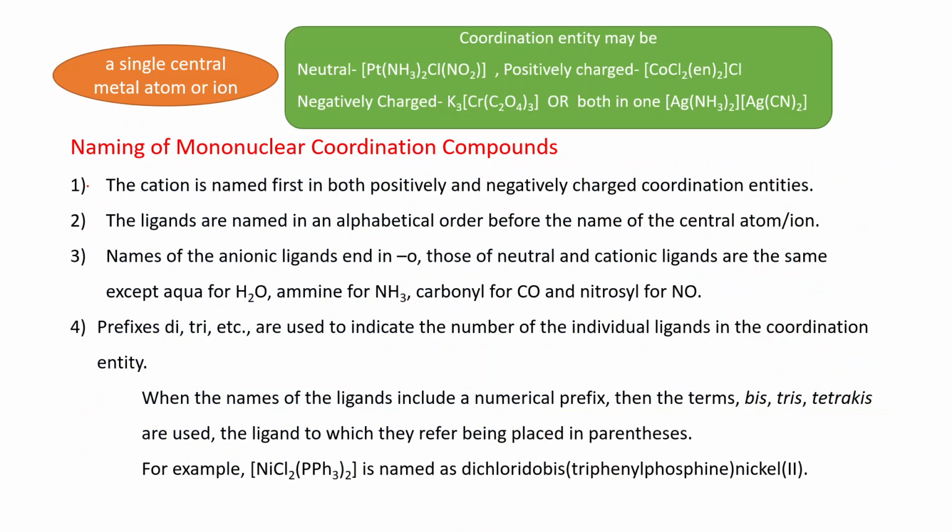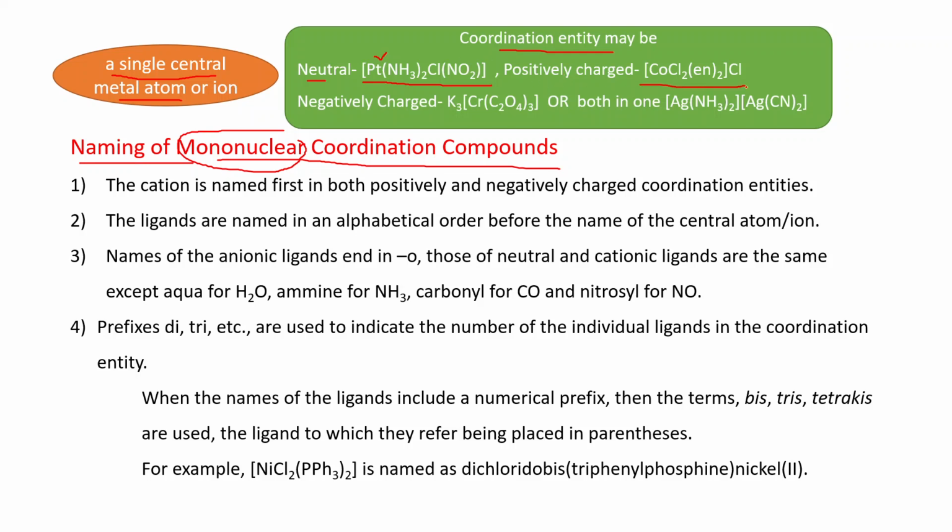Now, come to naming of mononuclear coordination compounds. First, what is the meaning of mononuclear? Mononuclear means a coordination entity in which a single central metal atom or ion is present. You can see from this, a coordination entity may be neutral like this. In this, platinum is the metal atom and this is the only single central metal atom or ion.